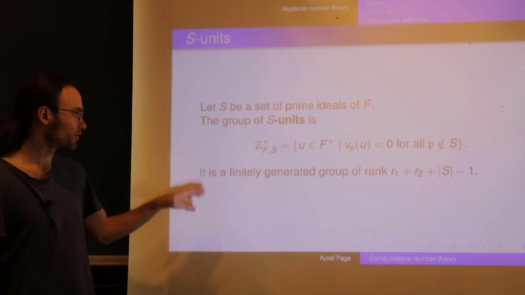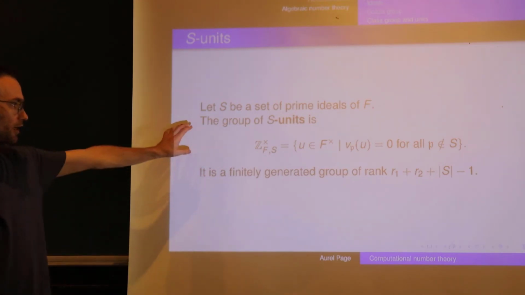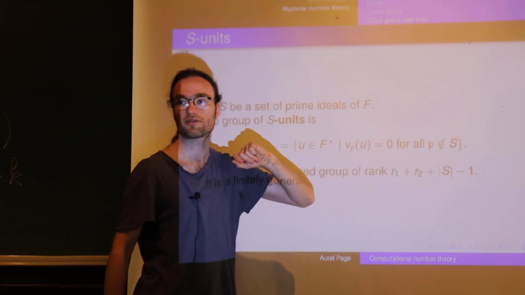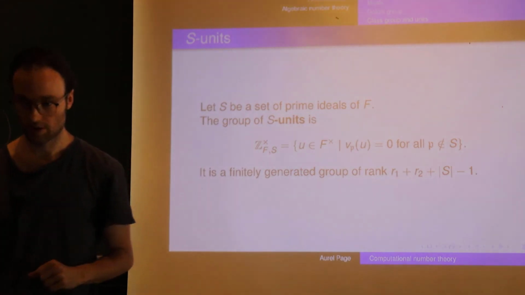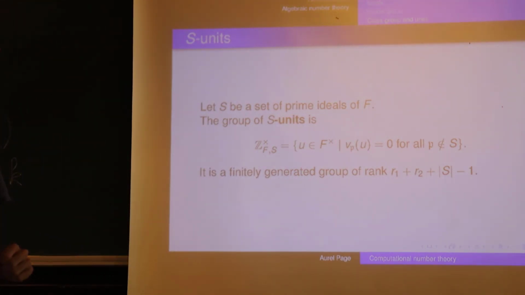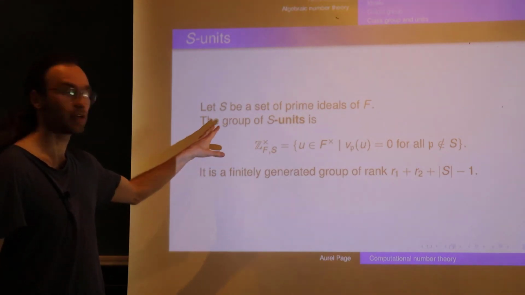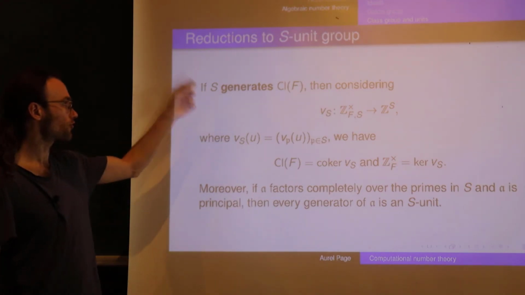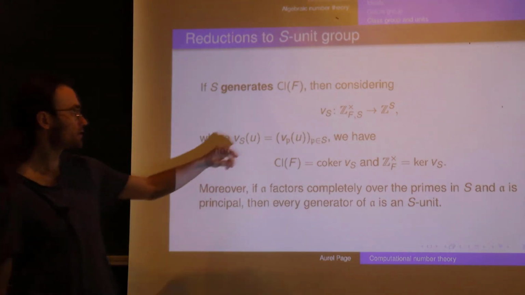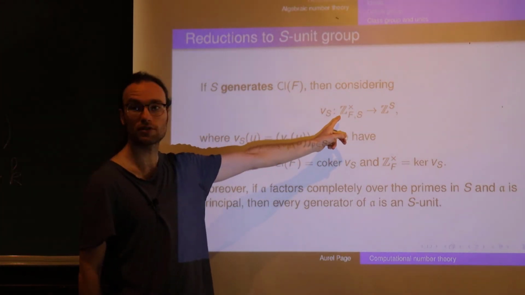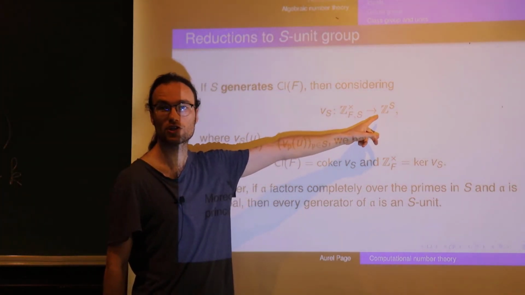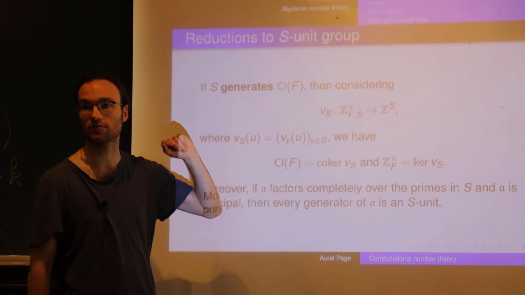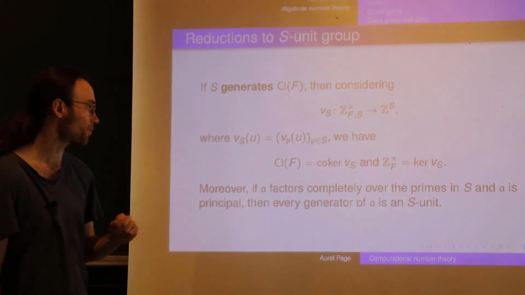And a slight generalization of the unit group theorem is that this is a finitely generated group again, with rank that increases compared to the units by just the size of S. Now, it's maybe quite clear that it's relevant to unit groups because it's bigger, but for the class group, if S generates the class group, then you can consider the map going from S-units to one copy of Z for each element of S, given by taking an element and sending it to the vector of its valuations. That's a well-defined map.